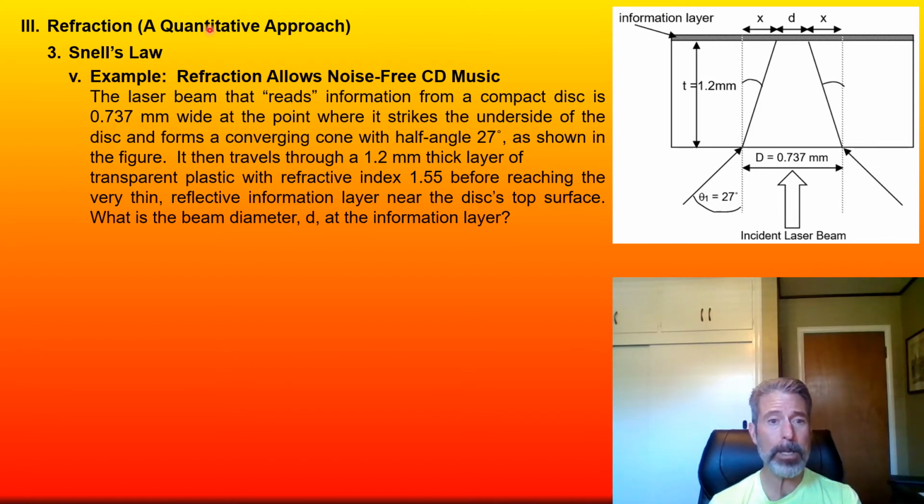And we're told in this problem the laser beam that reads the information from a compact disc is 0.737 millimeters wide at the point where it strikes the underside of the disc and forms a converging cone with a half angle of 27 degrees, as you see in the figure. It then travels through a 1.2 millimeter thick layer of transparent plastic with a refractive index of 1.55 before reaching the very thin reflective information layer near the disc top surface. We're asked in this problem to find the beam diameter, little d, at the information layer. So how big is the beam here after it has been refracted through this piece of plastic?